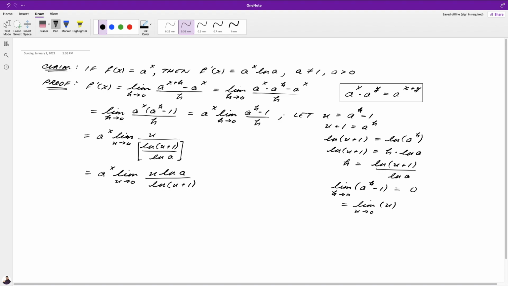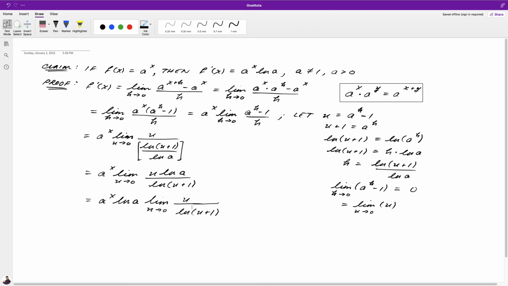Now, the limit is dependent upon u. It's not dependent on a. ln of a is a constant. We can actually take ln a out, and just like we have a to the x out, we can write this as follows: a to the x ln a, which, by the way, is kind of what we're looking for here, right? Times the limit as u trends to 0 of u over ln of u plus 1.